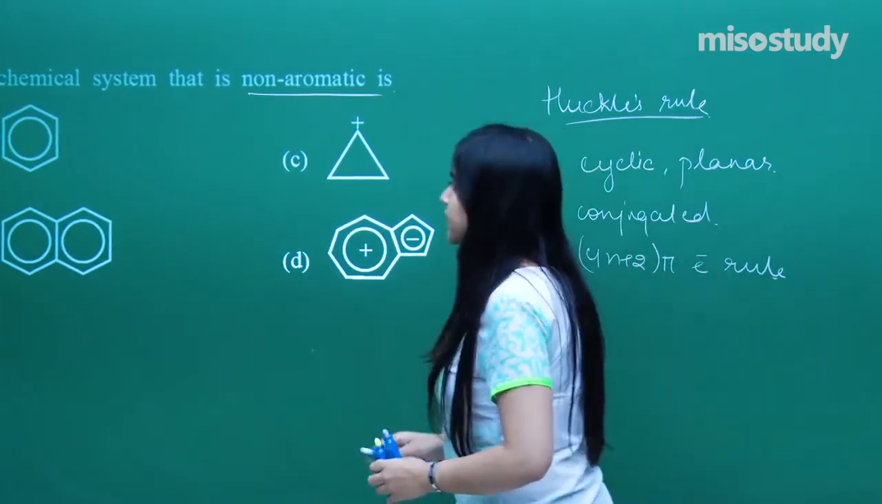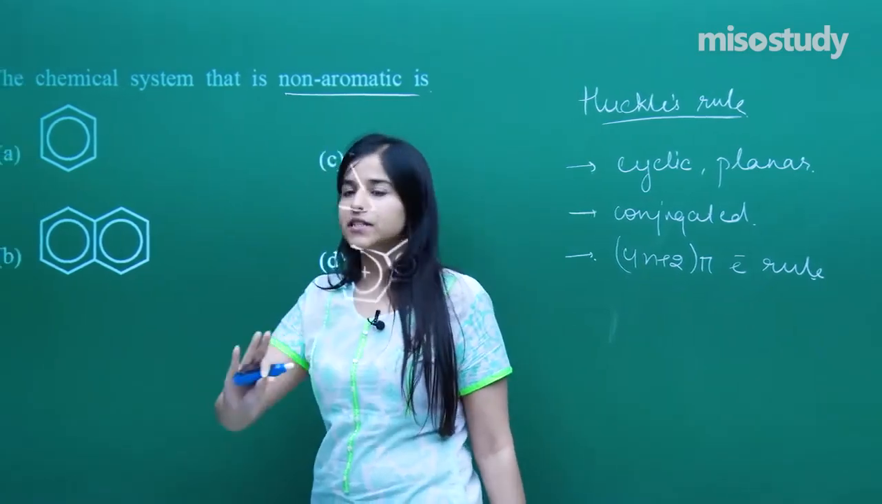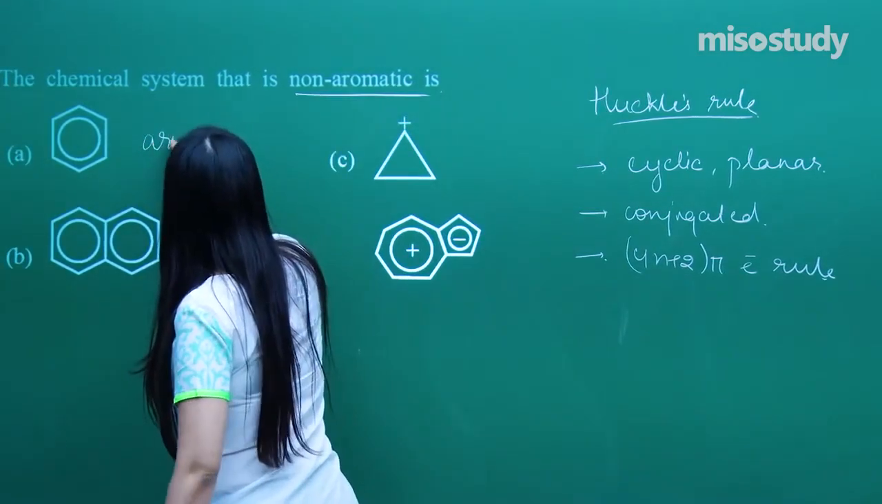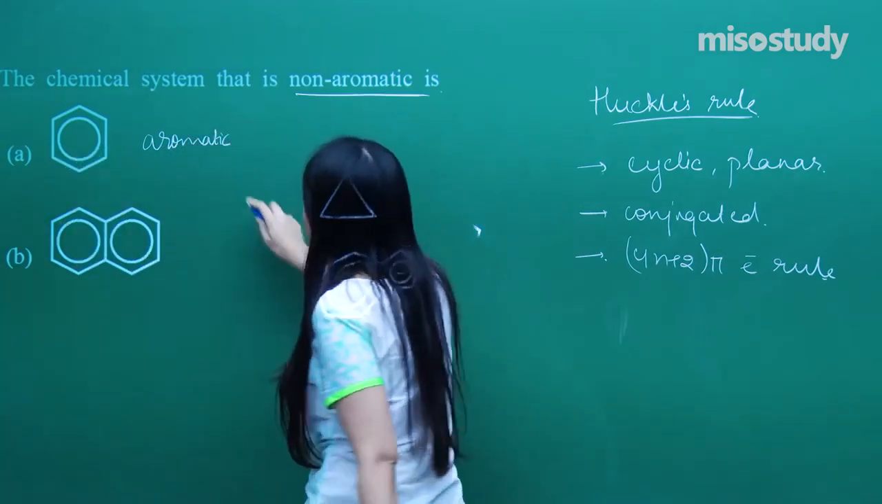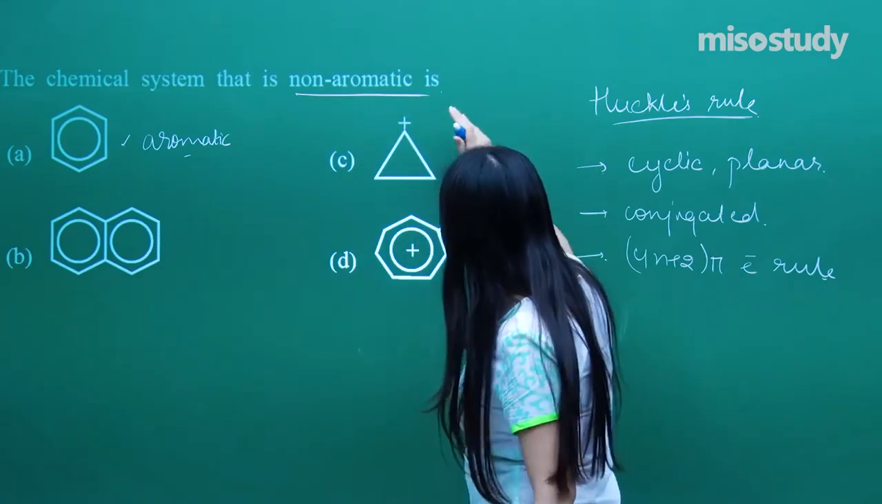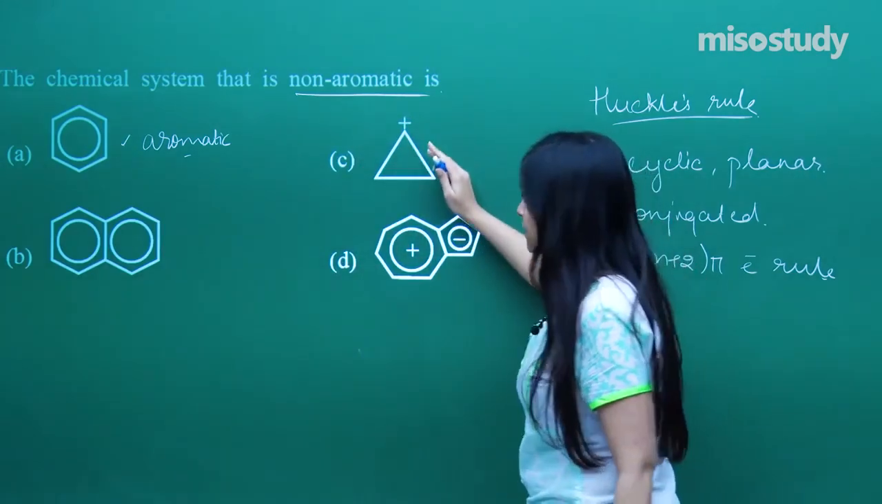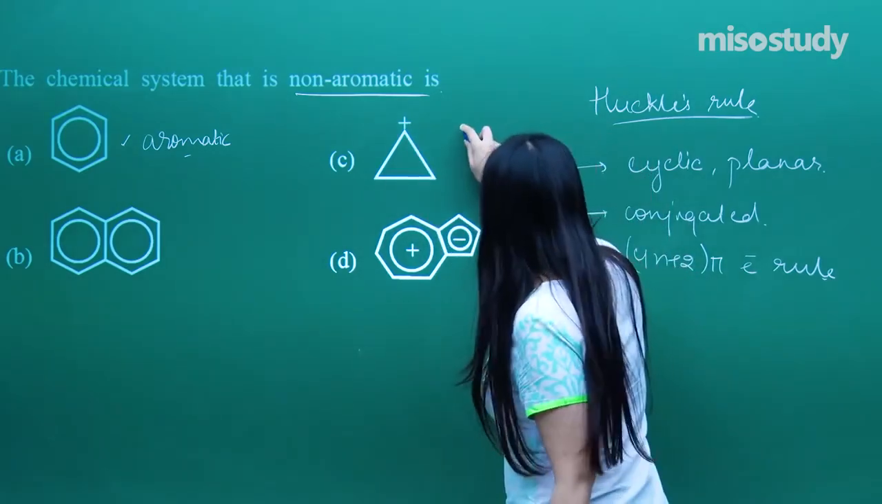So if you see over here in the very first, I've got benzene, which we all know is aromatic. And the circle in between shows nothing but the conjugation. So that is a very well-known aromatic compound. If you see over here, what do you observe? Is it a cyclic ring? Yes, it's cyclic.